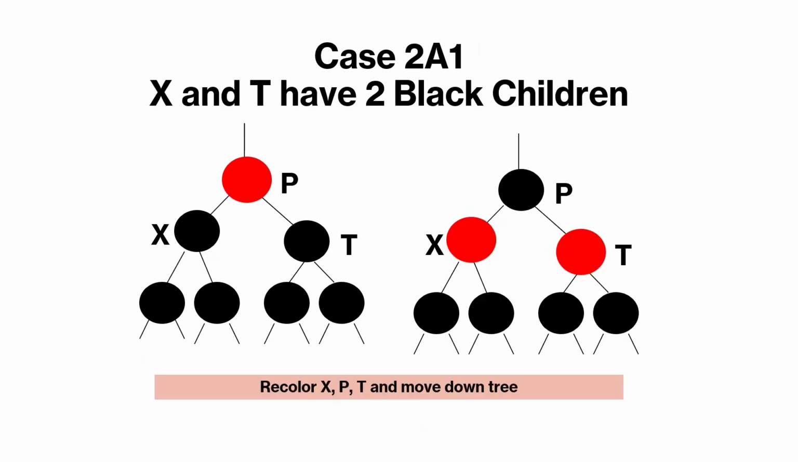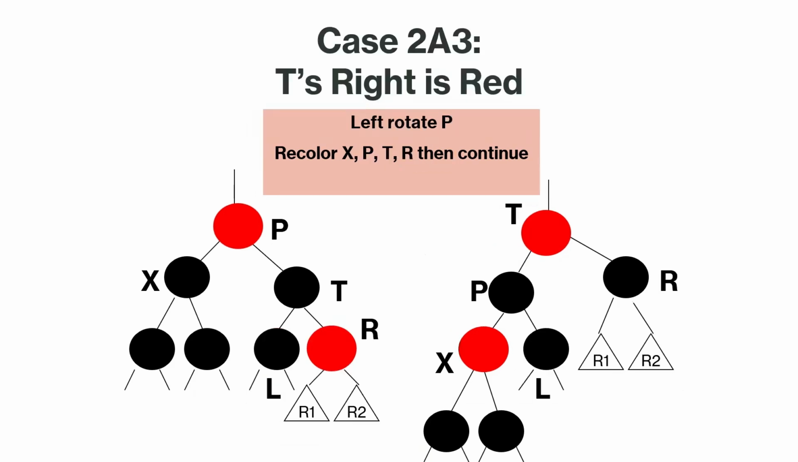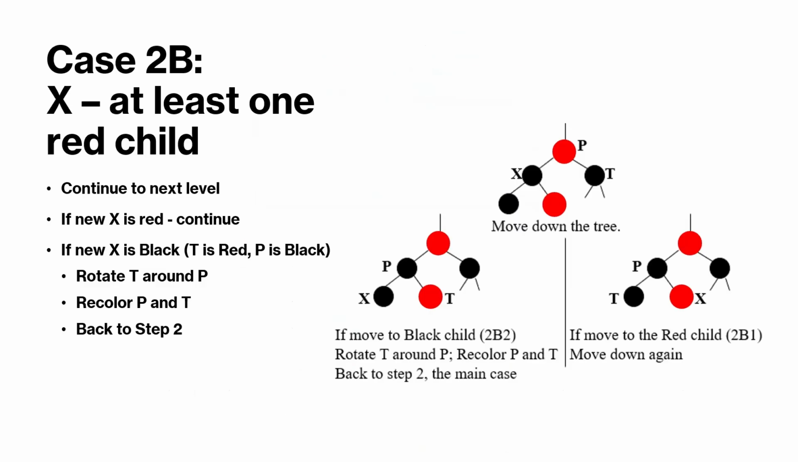Case 2A1 shows that X and T both have black children, so we recolor X, P, T, and move down the tree. In case 2A2, T's left child is red, so we rotate around T, then left rotate P, and we recolor X and P to continue. If T's right child is red, we rotate around P, and we recolor all, and then continue down the tree as well. For case 2B, if X has at least 1 red child, we continue to the next level. If the new X is red, we continue again. If the new X is black, then we rotate T around P, recolor P and T, and we go back to step 2.